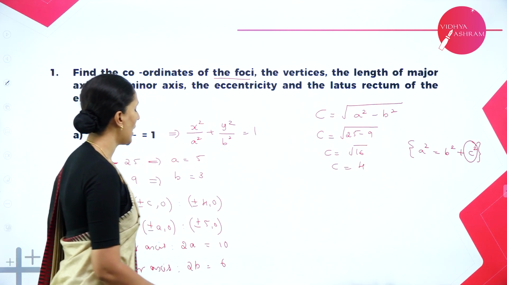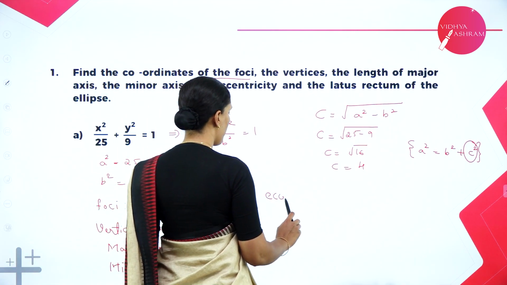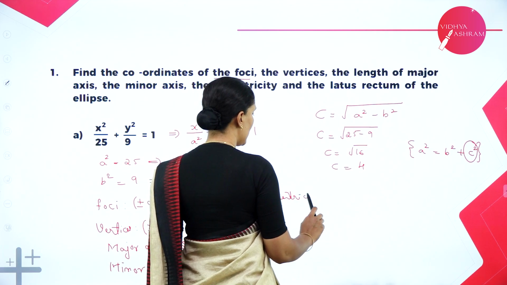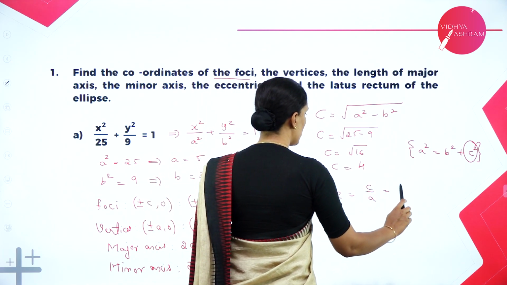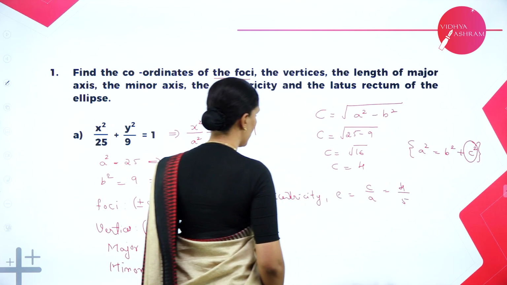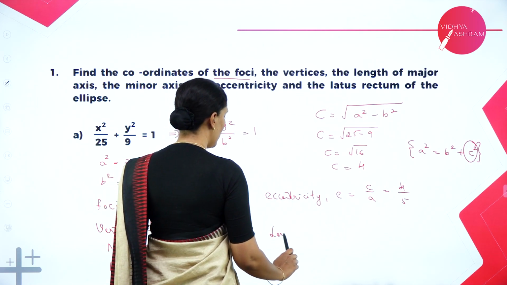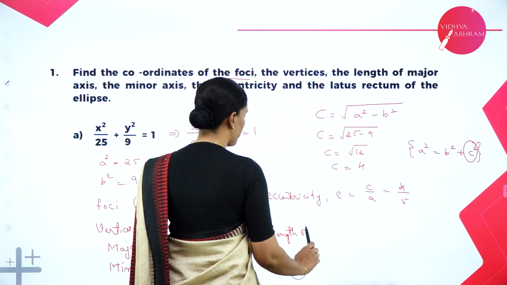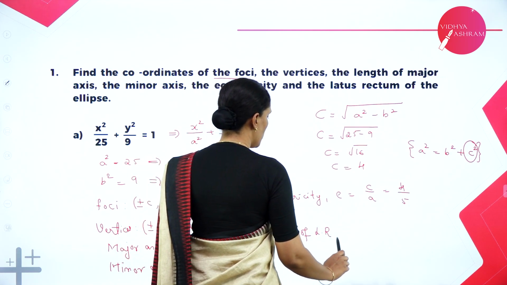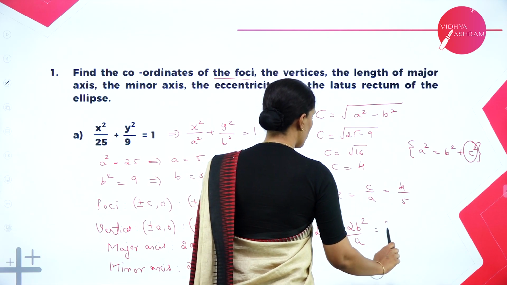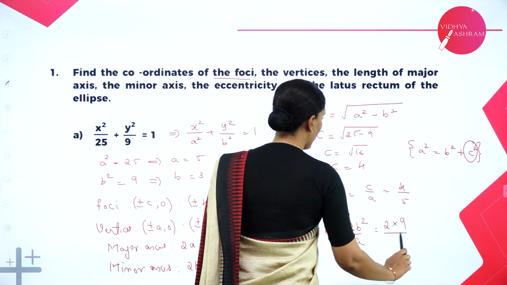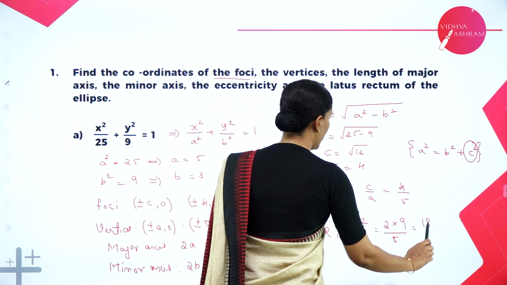Next, we are supposed to calculate the eccentricity. Eccentricity e is equal to c by a, which is 4 divided by 5. The last one is the length of the latus rectum, which is given by 2b square by a, which is 2 into 9 divided by 5. So 18 by 5.